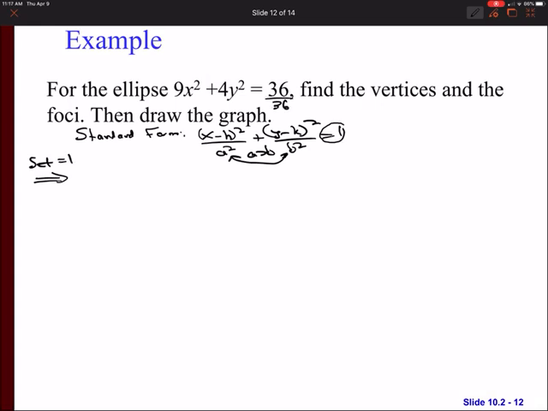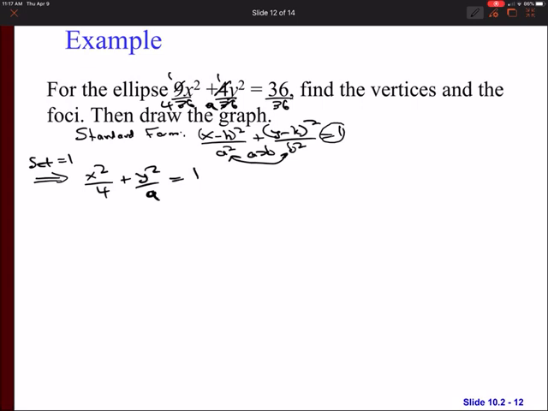I would divide by 36 on both sides. So with that, what would we get? We would get x squared over 4 plus, we reduce here, 1/9, so y squared over 9 equals 1. So we divide out 36 on both sides to set it equal to 1. Well, now we're done. We already have our standard form equation.